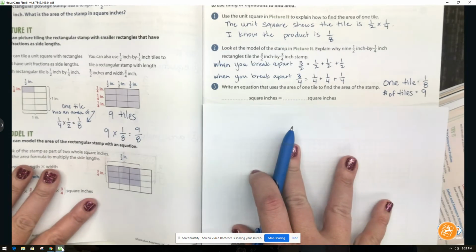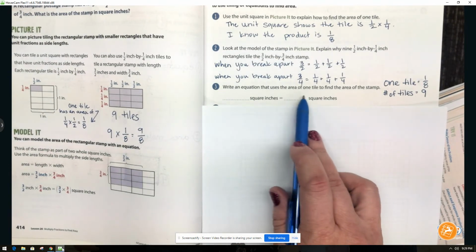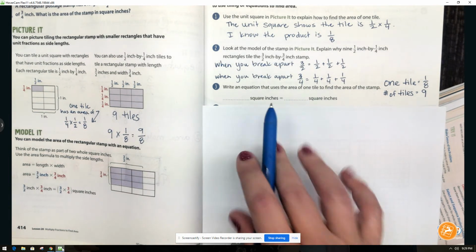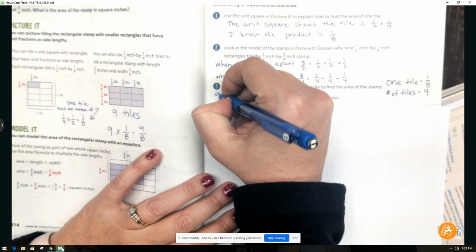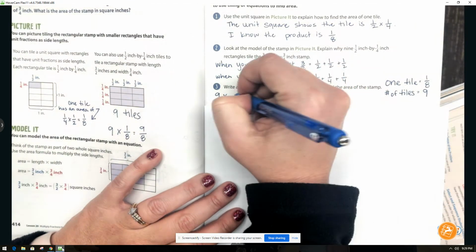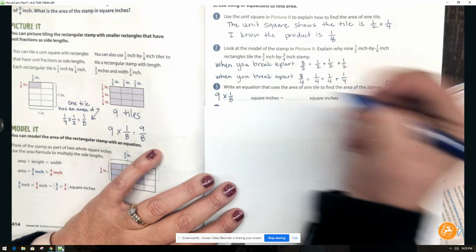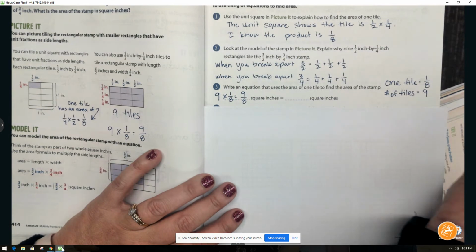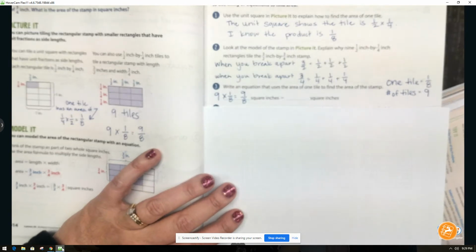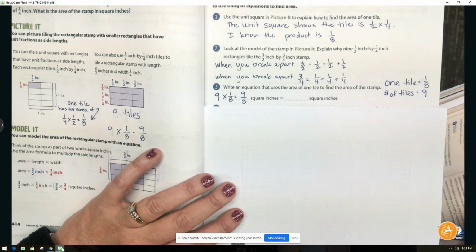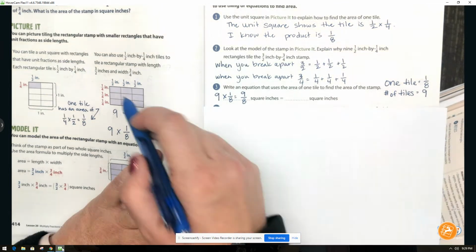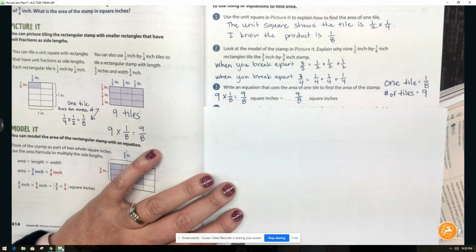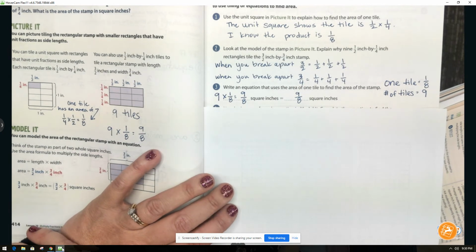Now, if we write an equation that uses the area of one tile to find the area of the stamp, we know that we have 9 tiles times the area of one tile, which equals 9/8. So we know that the area of the entire section is 9/8 of a square, or 9/8 square inches.